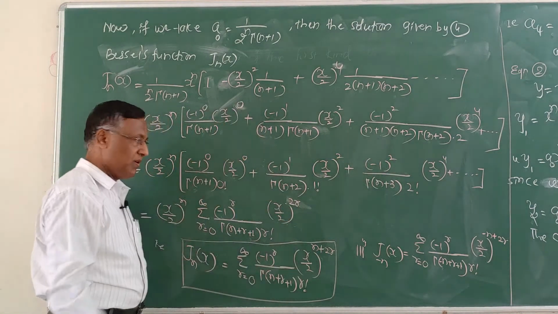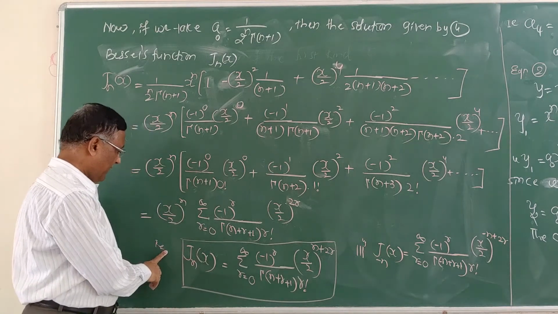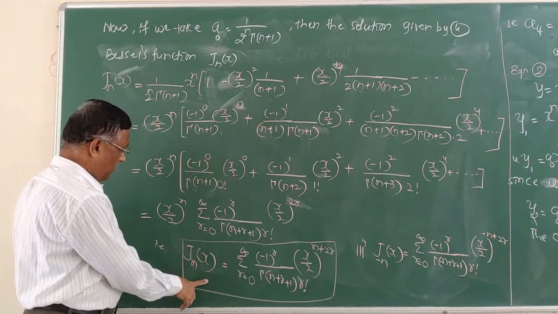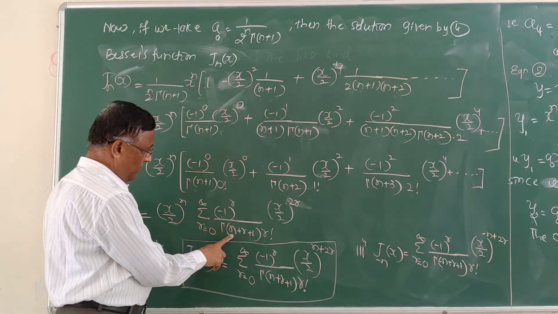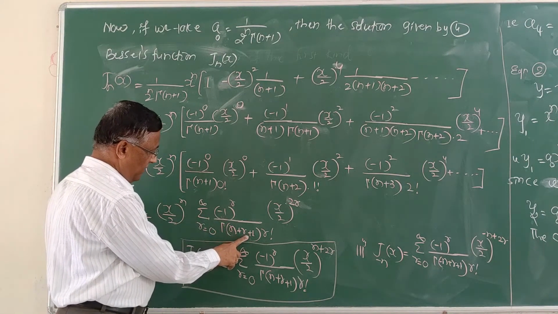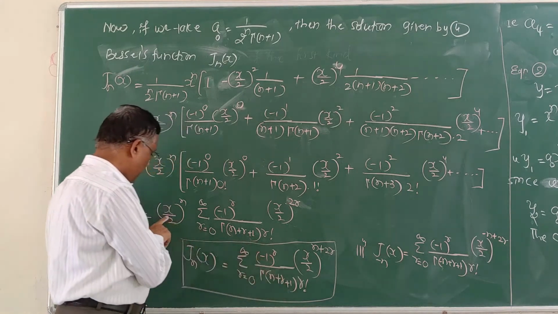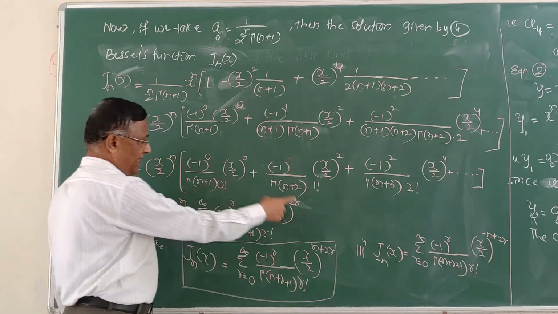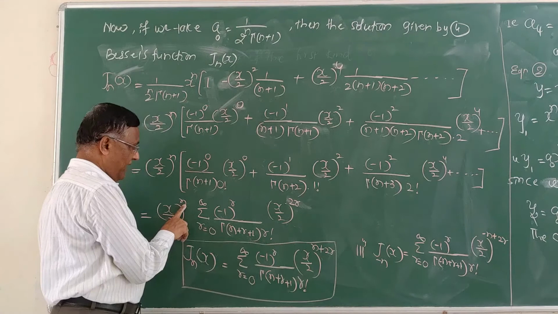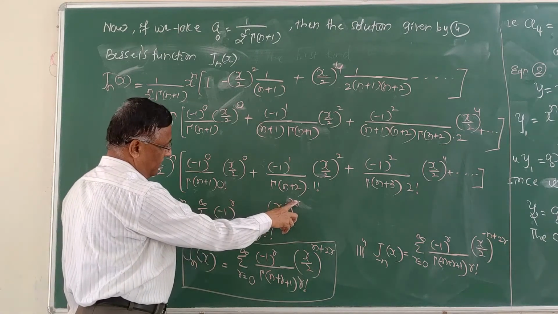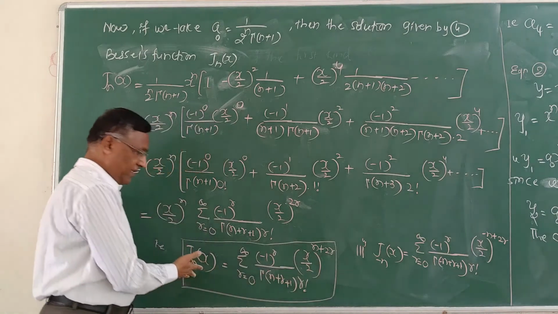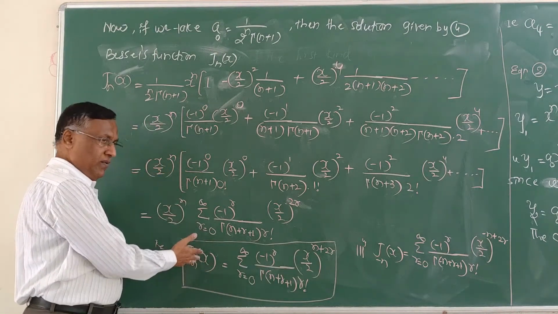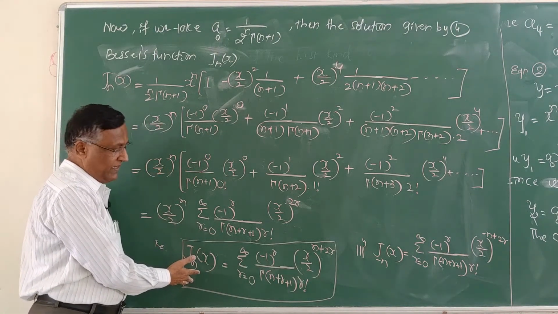x by 2 raised to 2r, or that is Jn of x equal to summation from r equal to 0 to infinity minus 1 raised to r divided by gamma n plus r plus 1 into r factorial into, I will take this x by 2 raised to n inside, so that it is x by 2 raised to n into x by 2 raised to 2r, which becomes x by 2 raised to n plus 2r. This is the Bessel function of first kind of order n, denoted by Jn(x).